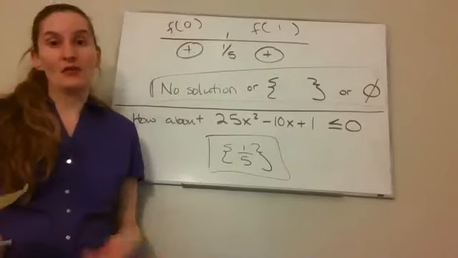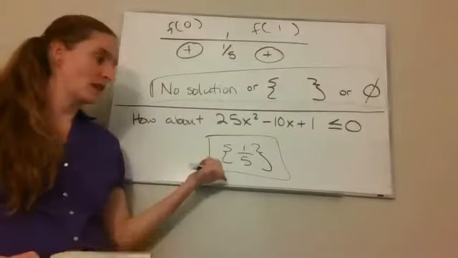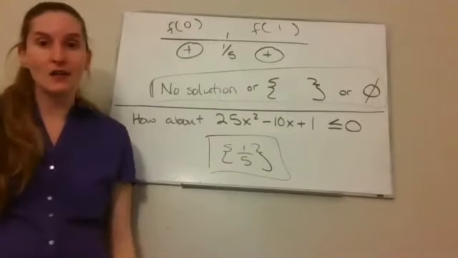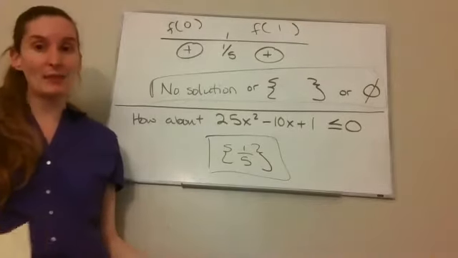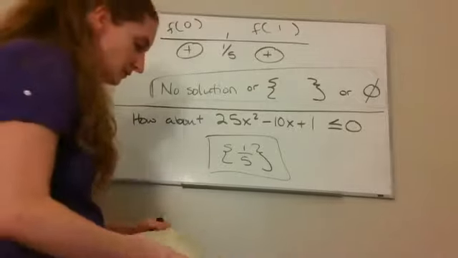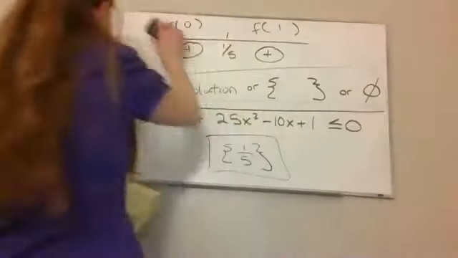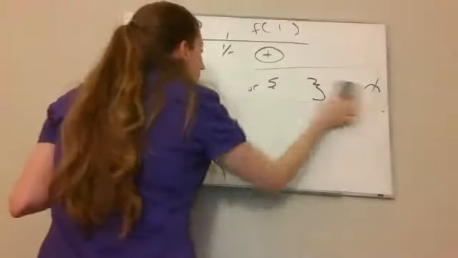This example here was just to show you that sometimes you don't get a full interval. Sometimes you just get a point, sometimes you get nothing at all. Those are all possibilities, so you shouldn't be scared if something like that happens. It's a completely normal answer to get. All right, so that is how we do polynomial inequalities.